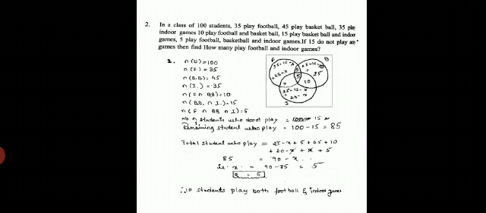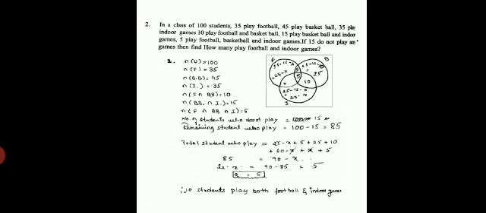Next question. These questions are from the exercise. In a class of 100 students, 35 play football, 45 play basketball, 35 play indoor games, 10 play football and basketball, 15 play basketball and indoor games, 5 play football, basketball and indoor games. If 15 do not play any games, then find how many play football and indoor games.